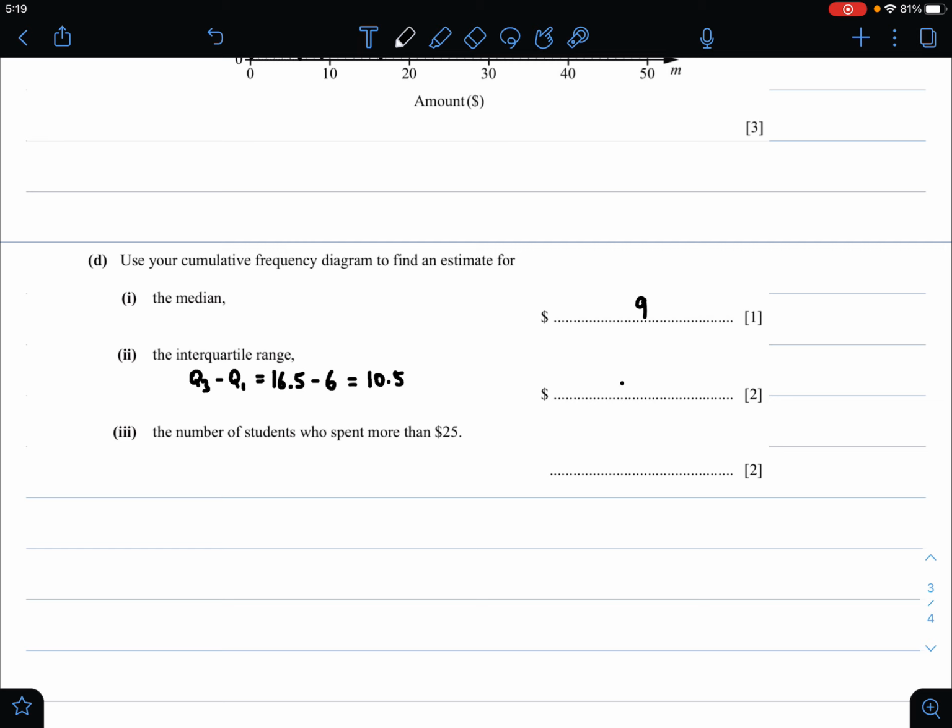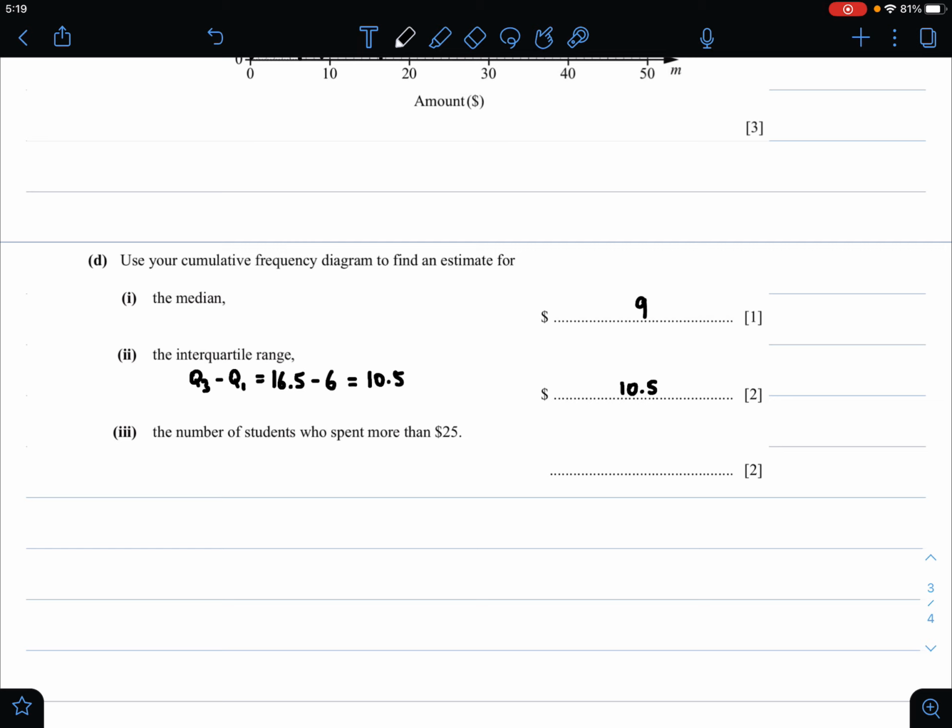Now again, as I said before, for these types of questions, they would give a range of answers because they know it's an estimate, because it's a sketch graph. So if your answer is not exactly the same as mine, it's okay, it can still be correct. Now let's move to part D3.